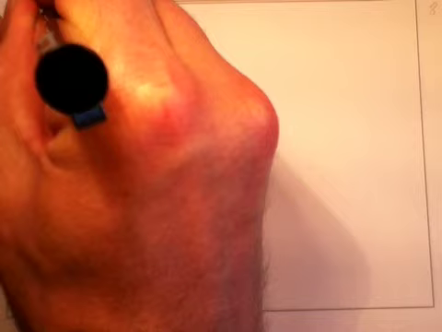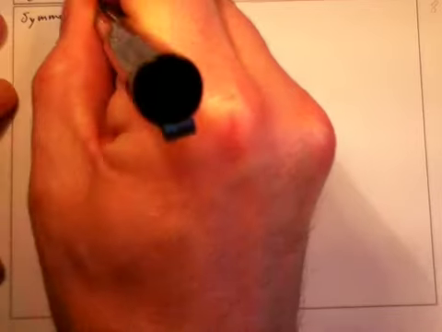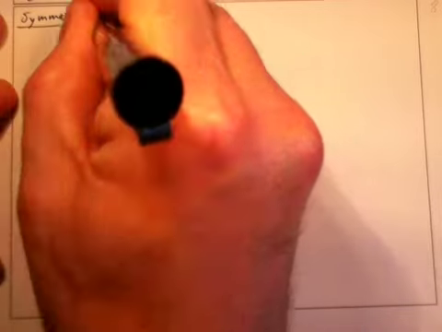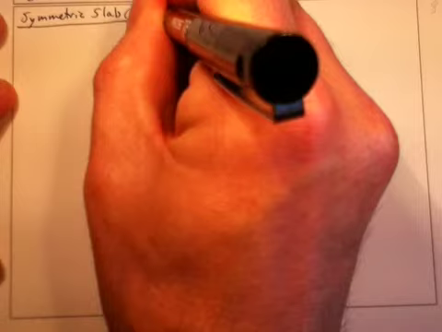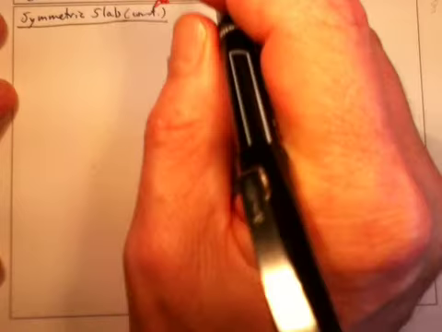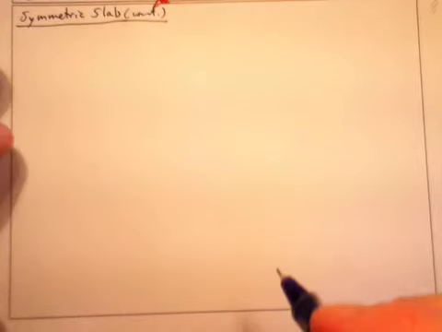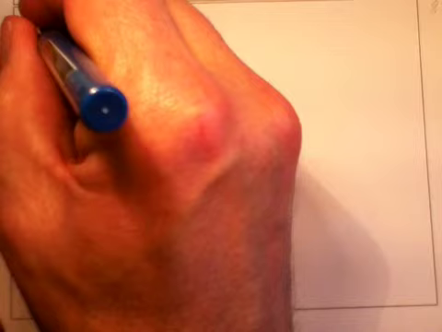Okay, here's another video on the symmetric slab. So this is a continuation, and what we have so far is what's called a mode diagram, or a mode plot, for the symmetric slab.